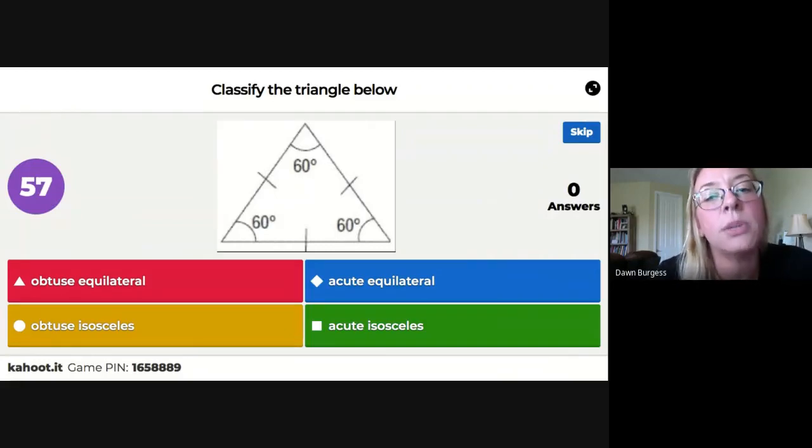Classify this triangle below. They gave you 3 angles there, 60 degrees, 60 degrees, and 60 degrees. Based on just the angles, what type of triangle is this?